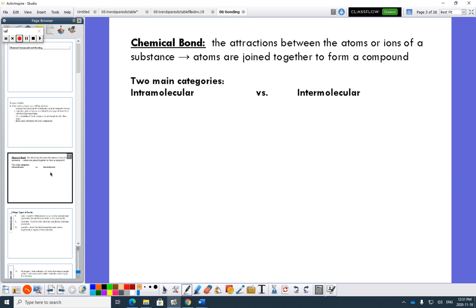Okay, so we are going to look at chemical bonds, and one of the things we're going to do is classify them in two main categories, intramolecular and intermolecular.